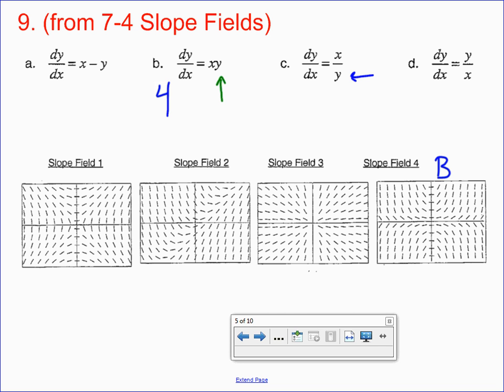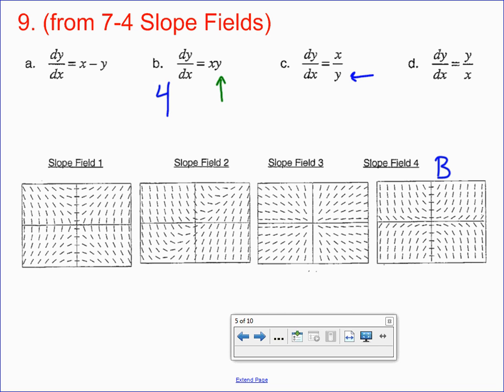What happens when y is 0? When y is 0, what does that do to your slope? Well, it makes a 0 on the bottom of a fraction. A 0 on the bottom of a fraction means undefined. What kind of slope is undefined? A vertical tangent. So when y is 0, namely along the x-axis, I would expect to see a vertical tangent. Does that satisfy any of these?